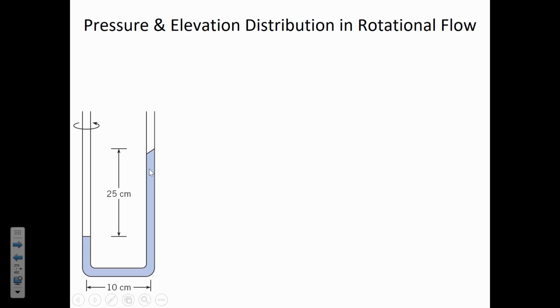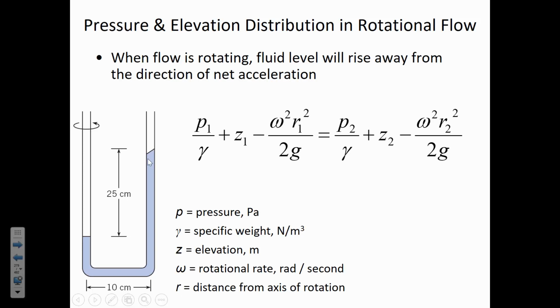rotation. And so here in this example, what they're saying is we have 2 points, one at the water surface inside, right at the axis of rotation, and then some other location where we usually are in the habit of picking, you know, location 1 and location 2 at spots where we know things.